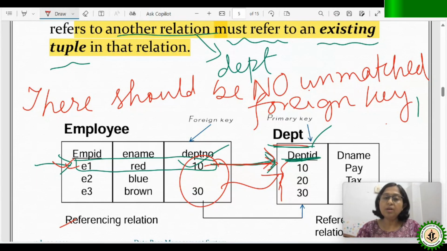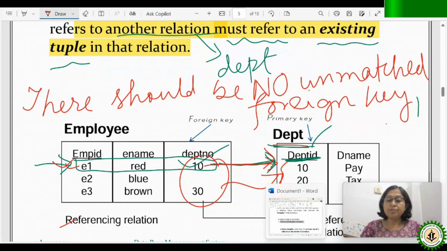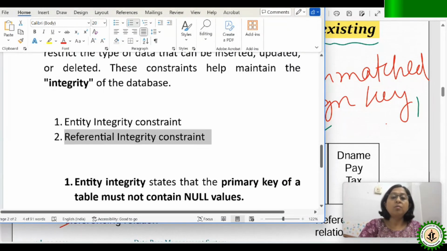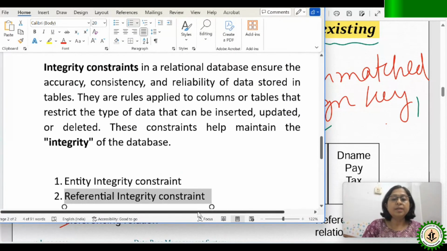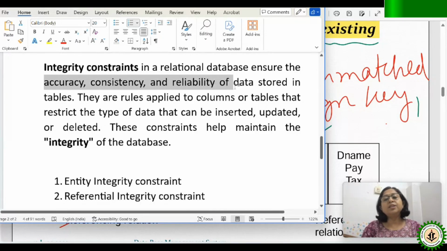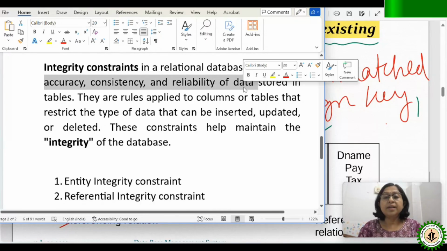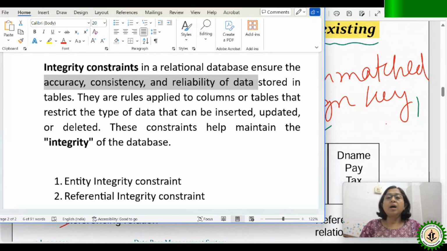As a whole, we have discussed the rules and regulations so that we follow them. And why do we follow them? We follow them so that the accuracy, consistency, and reliability of the data remains in the database. So for now, it is over.